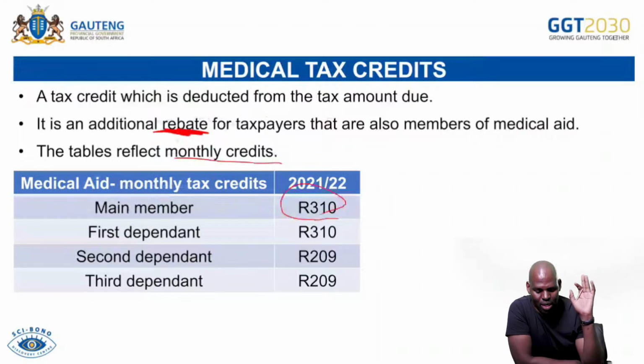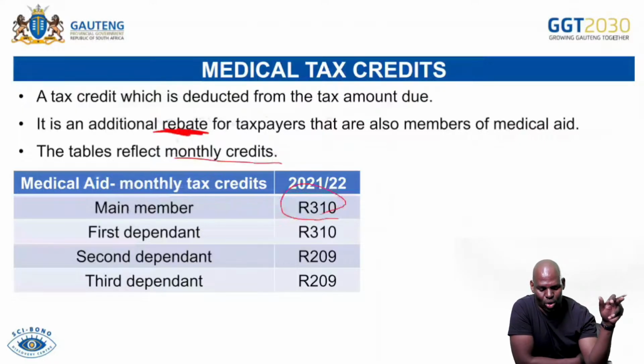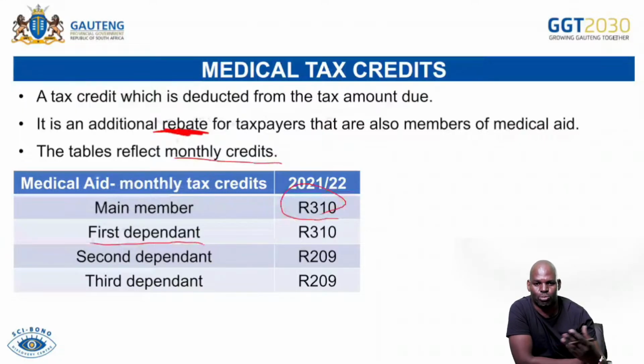Remember, we spoke about the rebate based on your age. Now, this one we're talking about a rebate based on medical aid, just because you've got a medical aid. If your medical aid covers yourself and also a first dependent, it means it can be your child, your spouse or your partner, then they're going to reduce it further by 310 rand. So it's 310 rand for yourself, plus 310 rand for the first dependent, usually your spouse or your child.